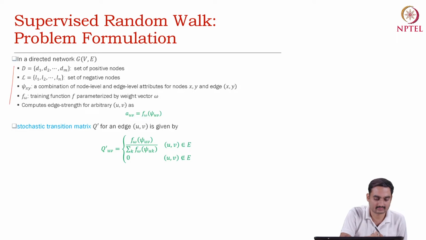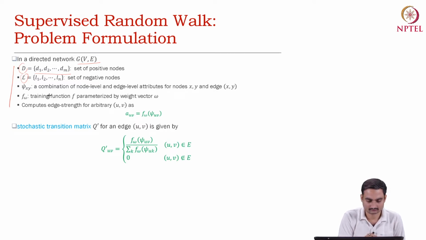So let's look at the formal definition of supervised random walk. You are given a graph G(V, E), and you are also given a set of nodes, a set of positive nodes. These positive nodes are those which are connected. You can also say that the positive nodes are those which you prefer to visit. D is the set of positive nodes, denoted by D1, D2, ..., Dm, and L is the set of negative nodes, which are not connected. Of course, this set would be much larger than the positive set, but that is okay.